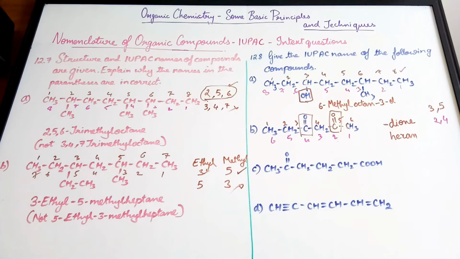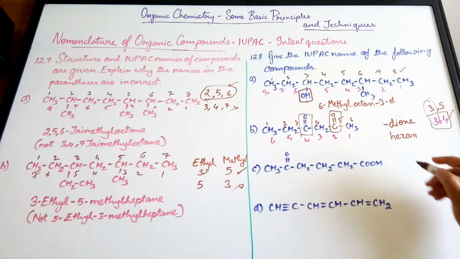Now by this point you would have realized, because of the first point of difference rule, we'll be comparing numbers 3 and 2. 2 is less than 3, so 2 and 4 is the right numbering. So we are numbering it from right to left. That is the right one.